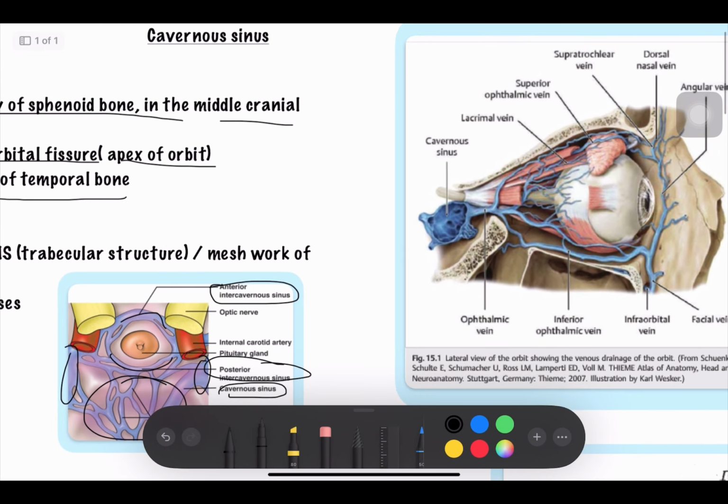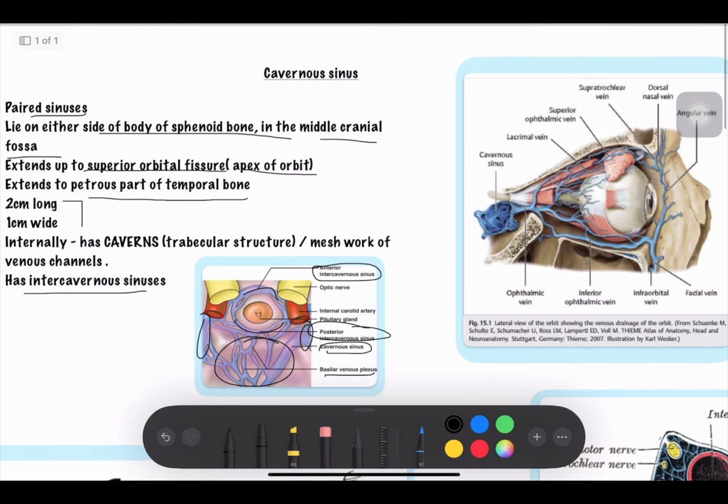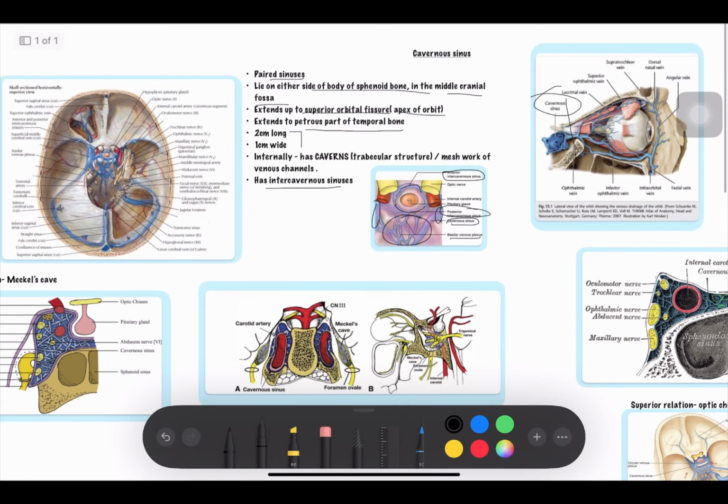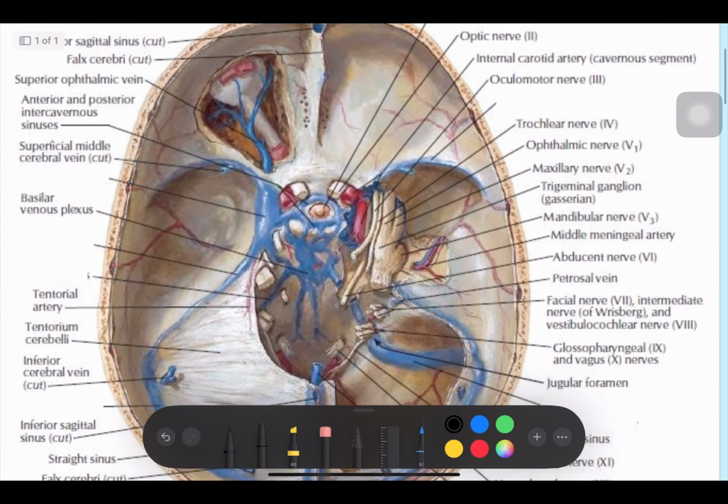We can also observe the cavernous sinus extending up to the apex of the orbit. Over here we can see the cavernous sinus which extends up to the apex of the orbit. This is the lateral view of the orbit. And even in this picture we can locate the cavernous sinus on the other side, connected by the anterior and posterior intercavernous sinus and the basilar plexus.